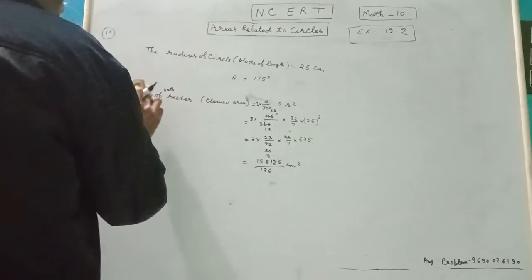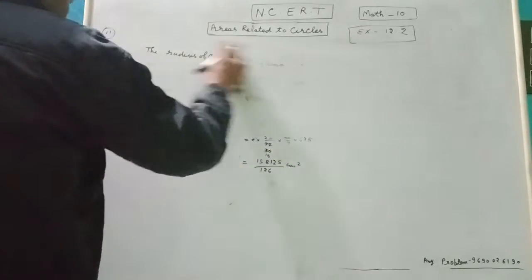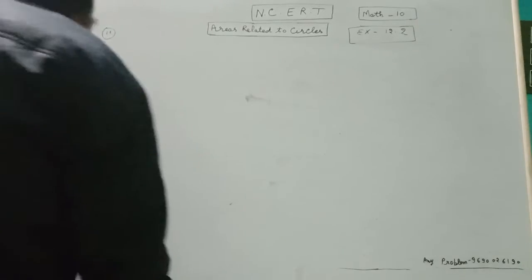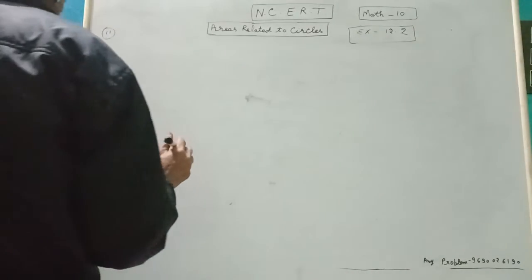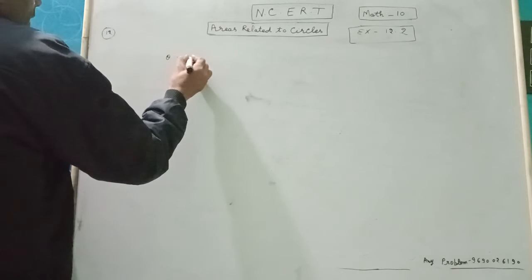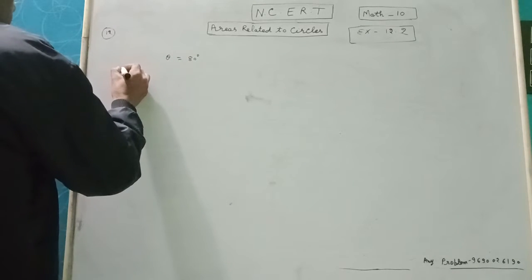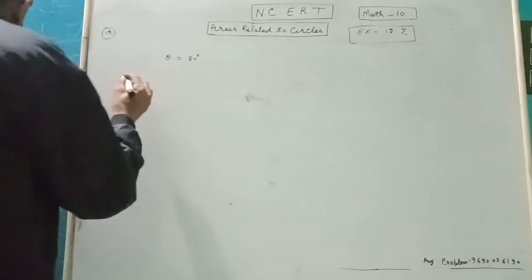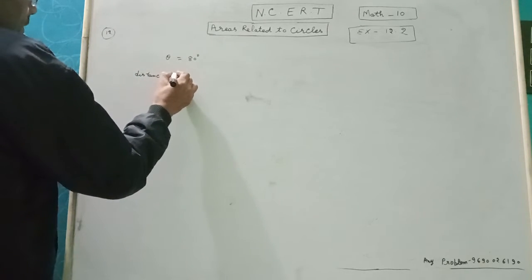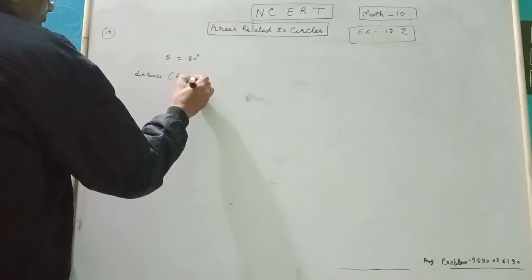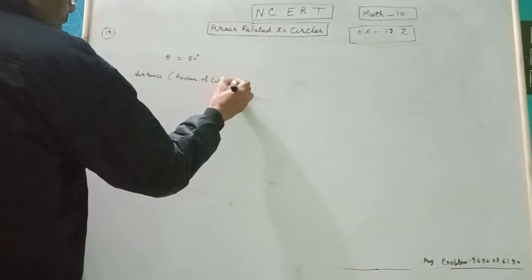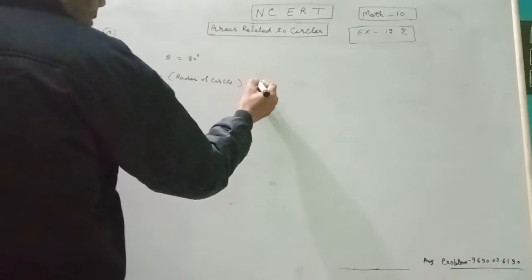Question number 12. One ship, the angle theta is equal to 80 degrees, and the distance will be the radius of the circle. The radius of the circle will be 16.5 km.